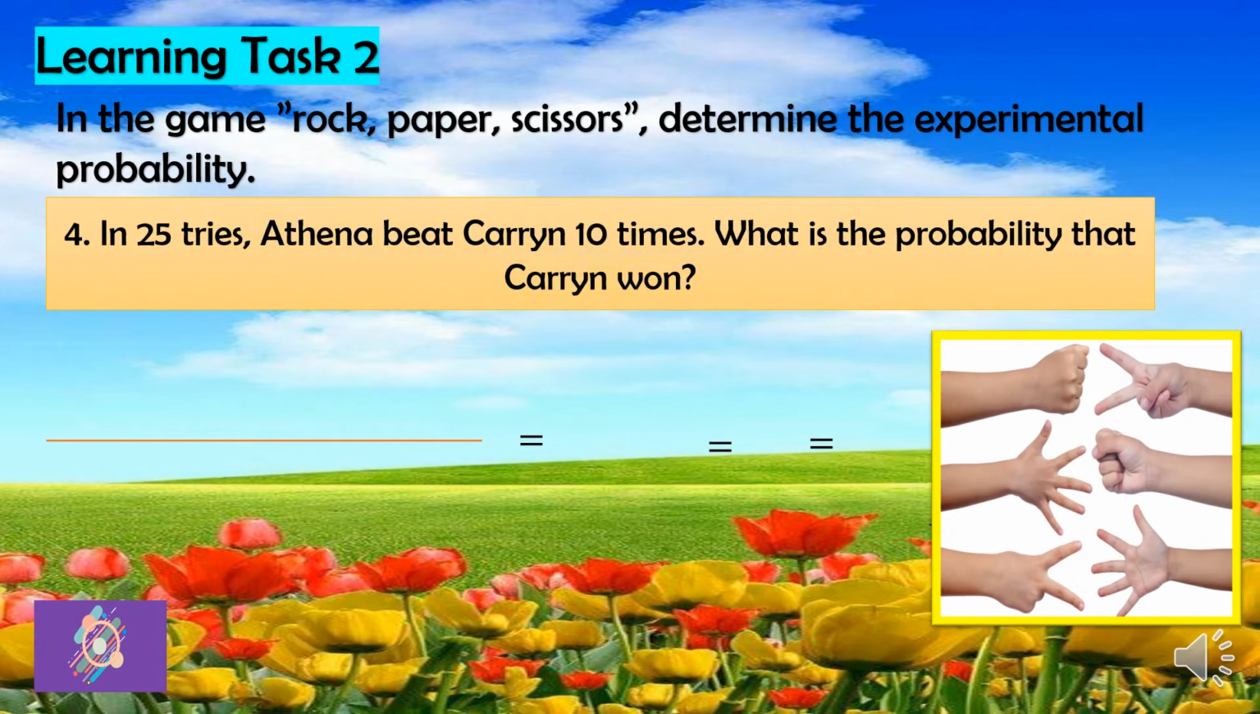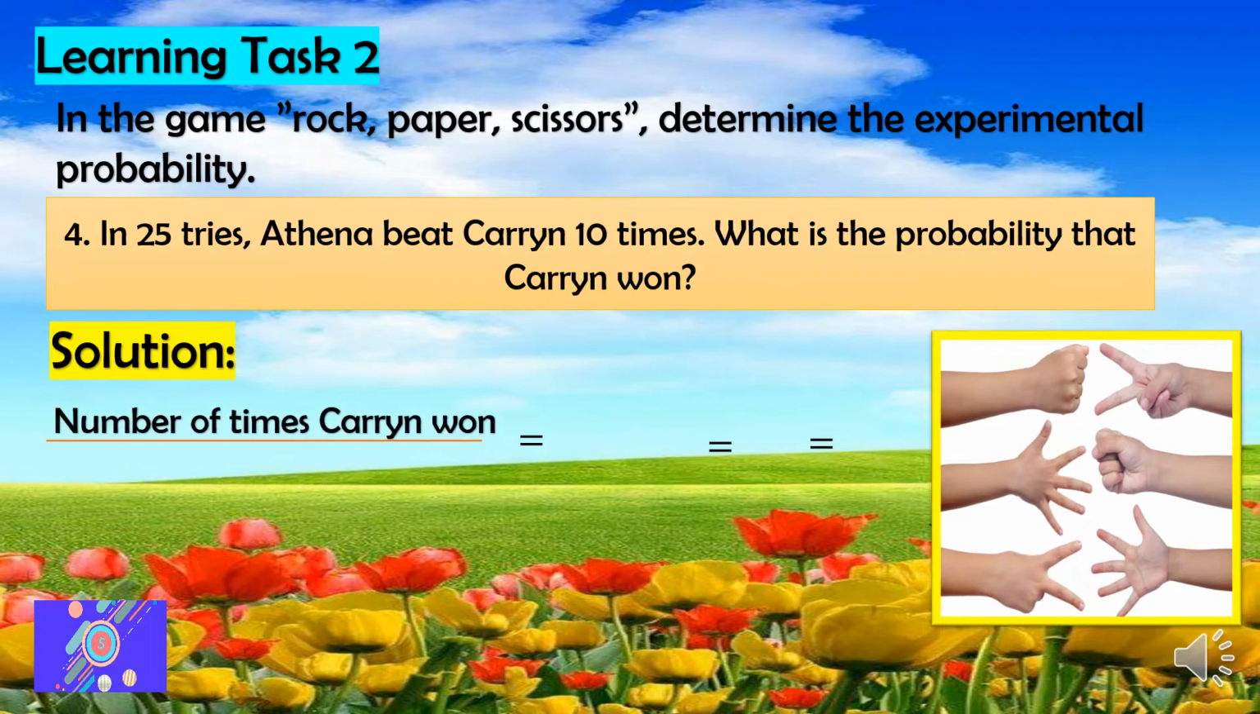And for number 4, in 25 tries, Athena beat Karine 10 times. What is the probability that Karine won? So for the solution, we have number of times Karine won over total number of tries. So si Karine in 25 tries, na-beat siya ni Athena 10 times.